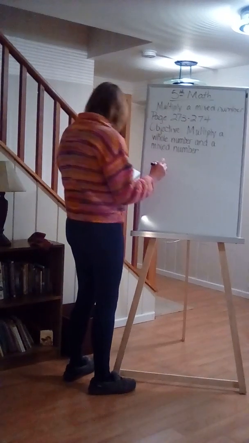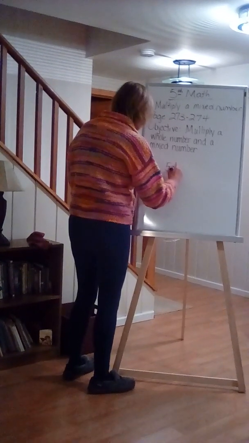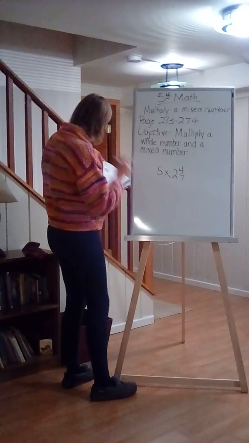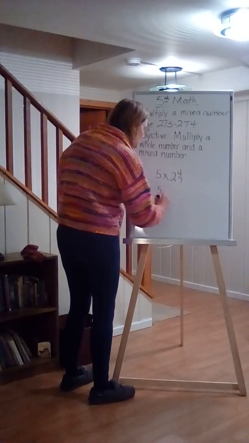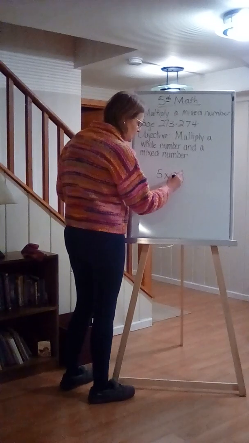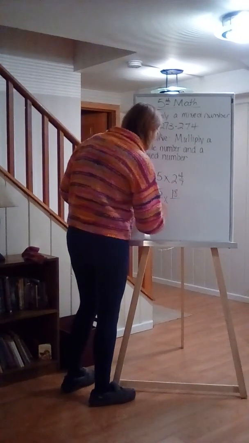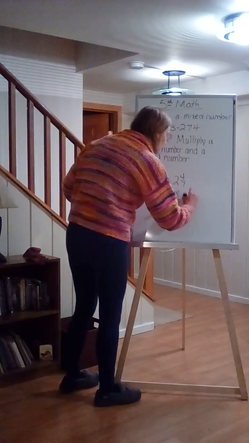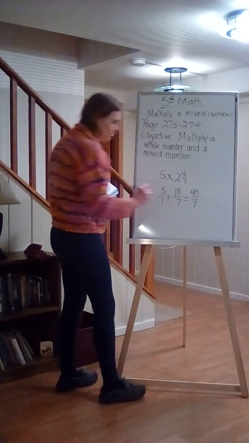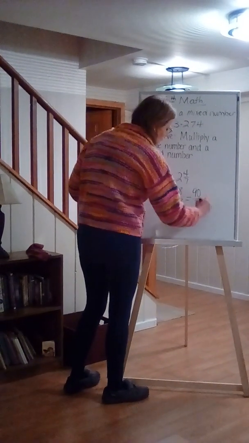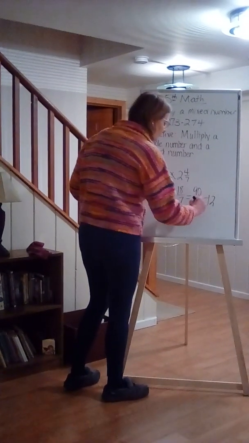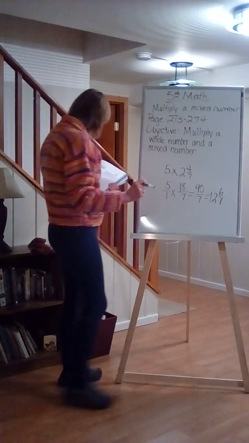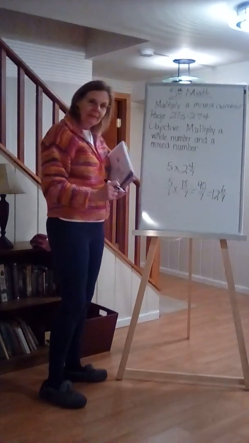11 is 5 times 2 and 4/7. All right? 5 becomes 5 over 1 times 7 times 2 is 14 plus 4 is 18 over 7. 18 times 5 is 90 over 7. 7 can go into 90 12 times, 12 times 7 is 84, with 6 left over, sorry about that, 6 over 7. 12 and 6 sevenths. All right, there you go.